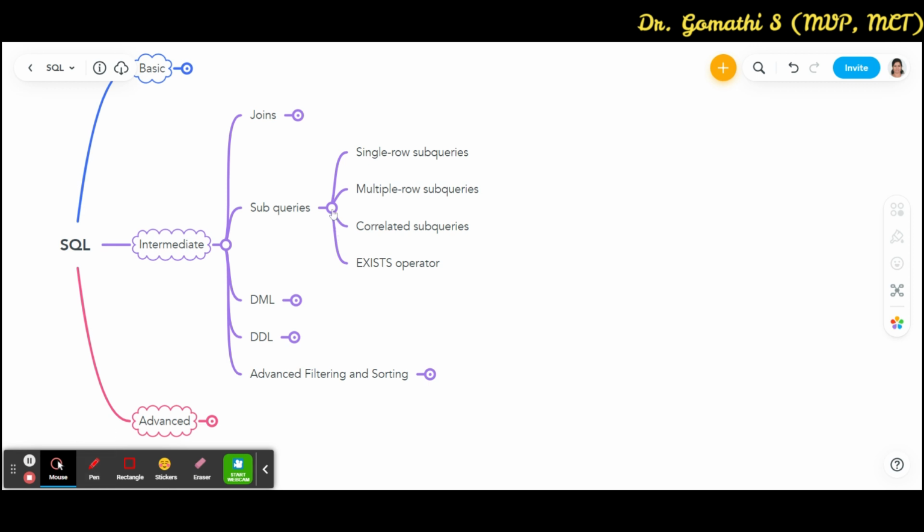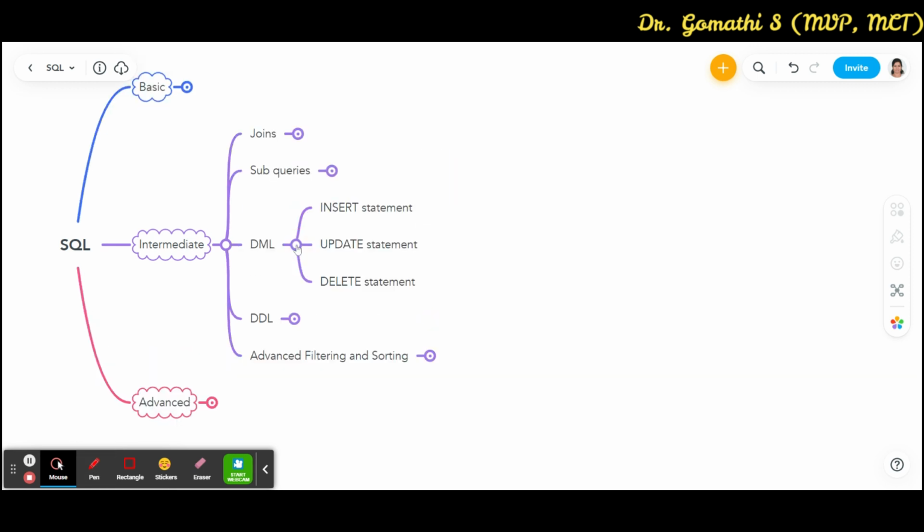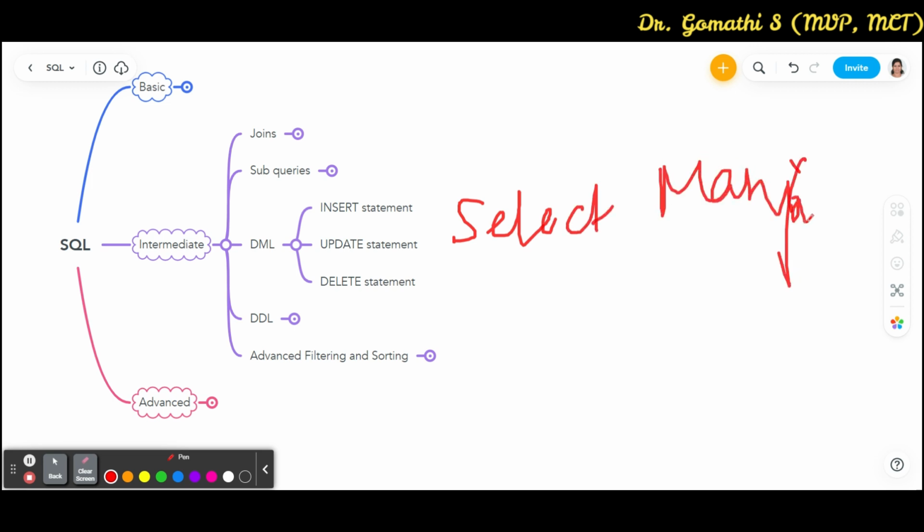So all these things are related to subqueries. DML, that is data manipulation language. You have a few more in data manipulation language. The main ones are insert, update, delete, and select. Select is also considered to be part of DML. DML means data manipulation language. If you want to manipulate the data, these are the statements you will be using.